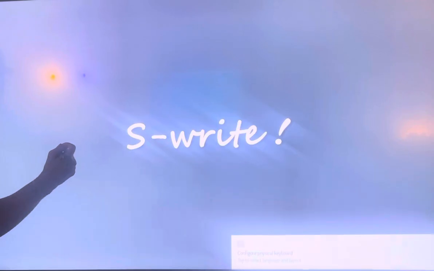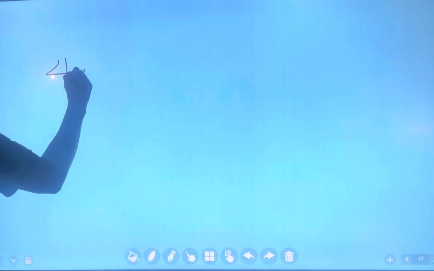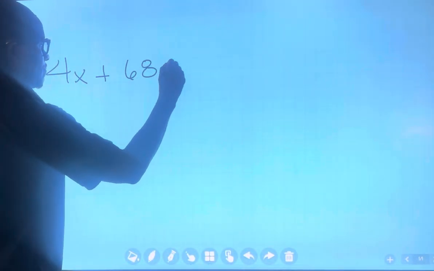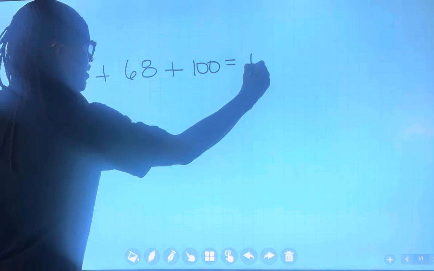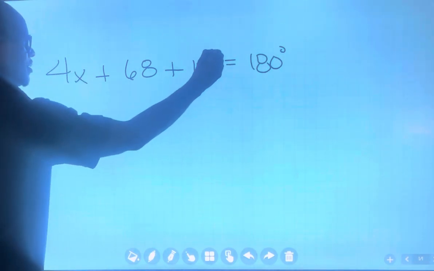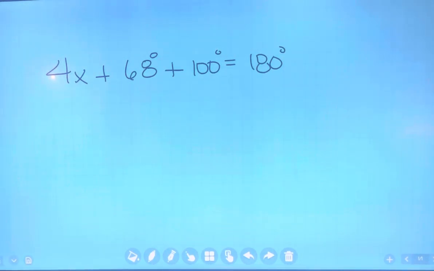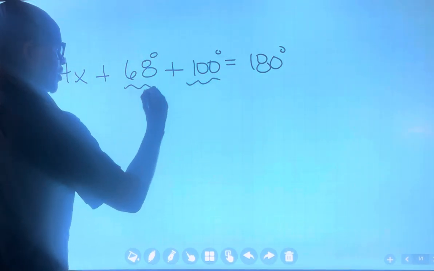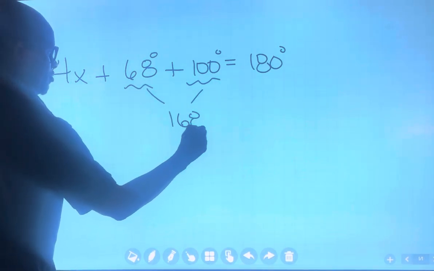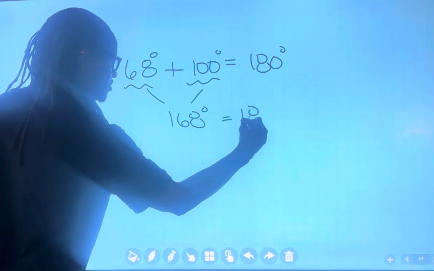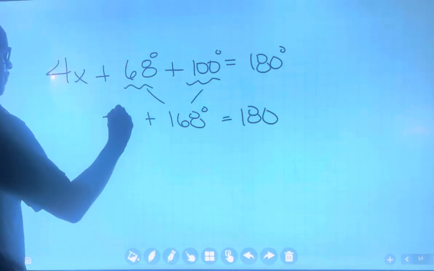All right, so we said that angle was 4x plus 68 plus 100, and it all had to add up to 180 degrees. So the first thing you should have done was what? Combine like terms. What are my like terms? 68 and 100. When you bring those together, you should get 168. Bring down your 4x.